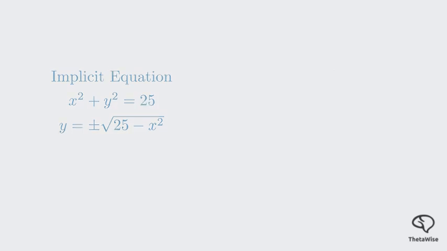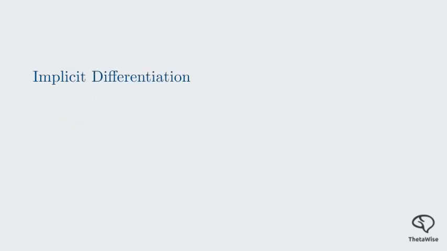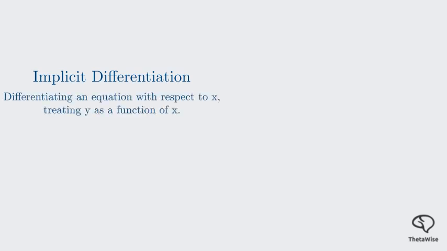This is where implicit differentiation comes in. It's a method that allows us to find the derivative, dy by dx, without first solving for y. We use it when an equation defines a relationship between x and y, but it's difficult or impossible to isolate y. The key idea is to treat y as an unknown function of x, and then differentiate both sides of the equation with respect to x.